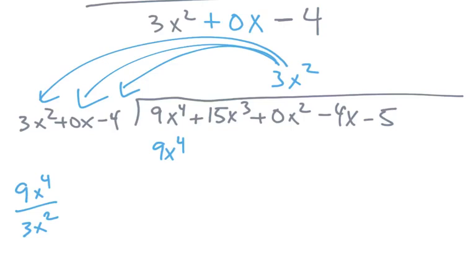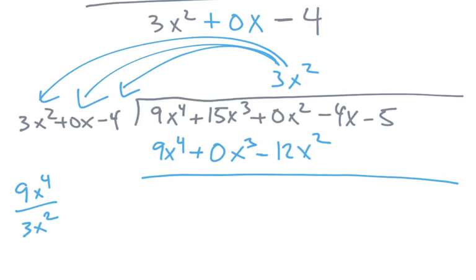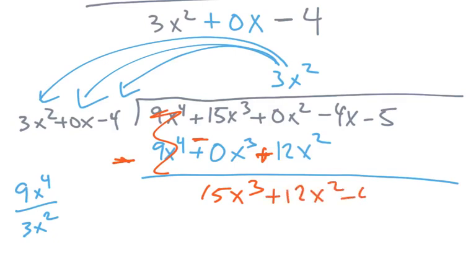Now here's interesting, 3x squared times 0x is going to give me plus 0x cubed, right? This is going to give me 0, but I'll write it 0x cubed. And we'll distribute once more, and we'll get negative 12x squared. So everything should be lining up. We're going to change our signs. And then we're going to combine. So clearly this goes away. This is going to leave me with 15x cubed plus 12x squared minus 4x minus 5. We're just bringing the last two down.